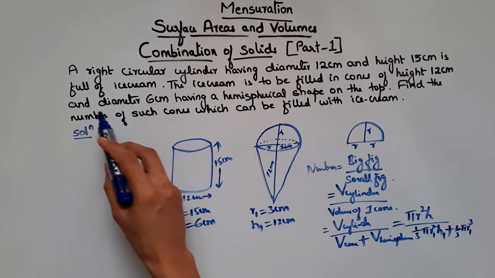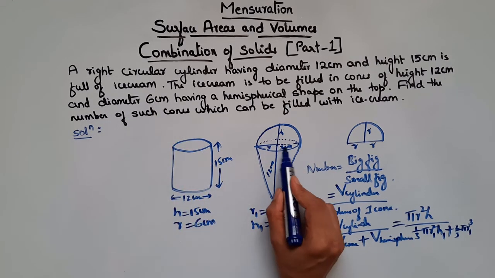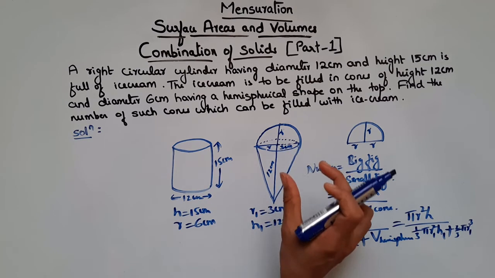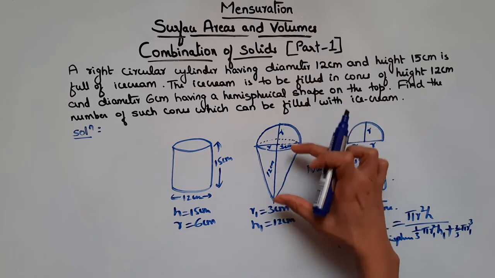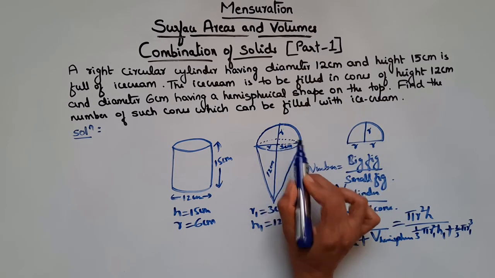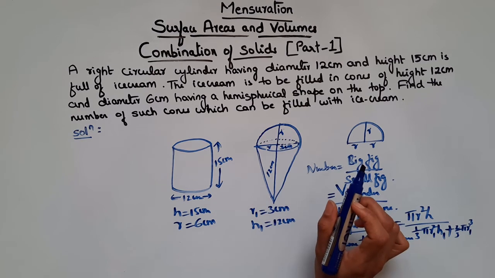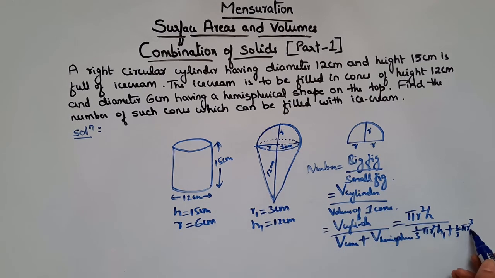So here one thing I want to make clear: the diameter of the cone is given as 6 cm, so the radius is 3 cm, which means the radius of the hemisphere is also 3 cm. That is, this hemisphere has to fit this cone. So the radius will be the same, right? I hope you are getting my point. So here both r1, their radii are the same.